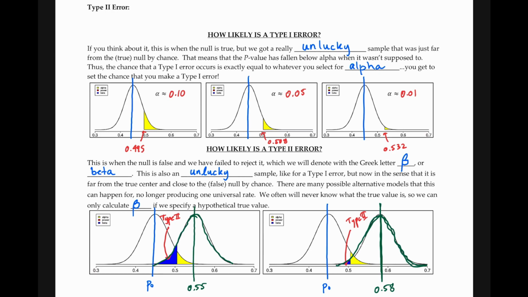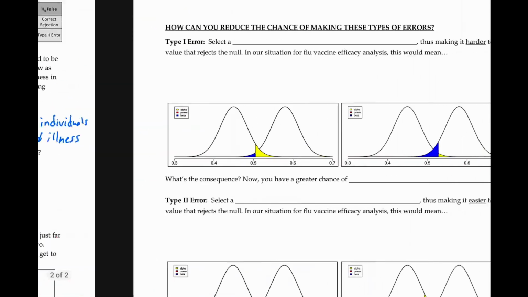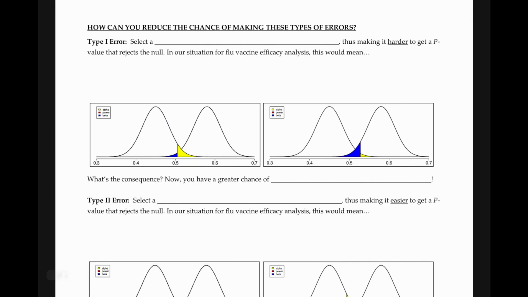All right, so that's the likelihood here. So alpha, totally under our control. Type 1 error, we are in control of that. The type 2 error, less control over that. So let's take a look at reducing these.